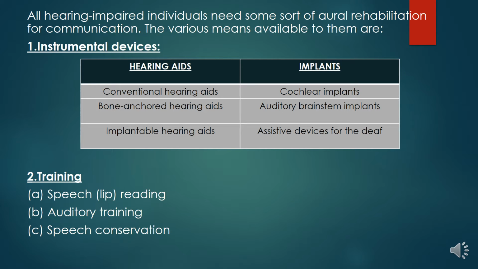In hearing aids we have conventional hearing aids, bone anchored hearing aids and implantable hearing aids. In implants we have cochlear implants, auditory brainstem implants and assistive devices for the deaf. Training consists of speech reading, which is also known as lip reading, auditory training and speech conservation.